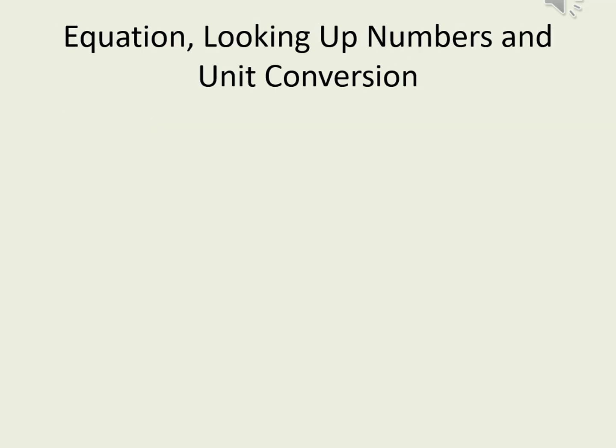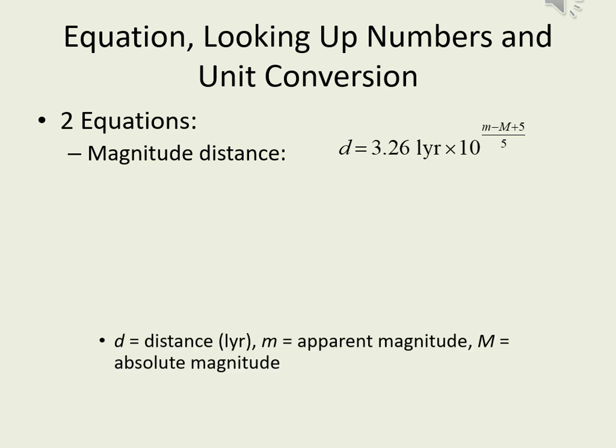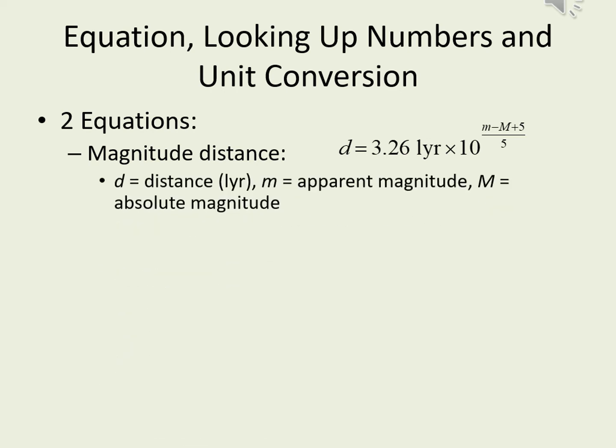We're going to be doing two different types of distance calculations here, so we need two different equations. The first one is the magnitude-distance relationship. d equals 3.26 light-years times 10 to the power of (m minus M plus 5) divided by 5. The d here is the distance to the star in light-years. Little m is the apparent magnitude, while big M is the absolute magnitude.